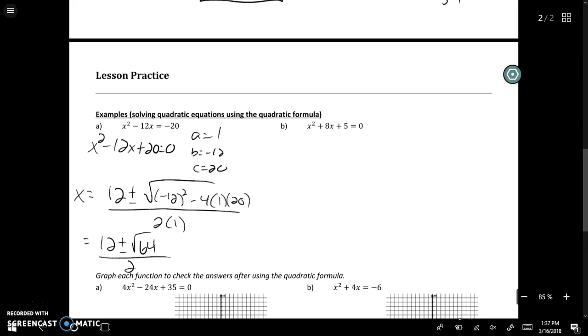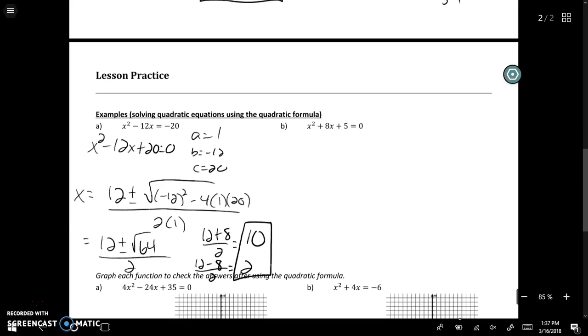The square root of 64 is just 8. So I've got 12 plus 8 over 2. That's 20 over 2, and that's 10. I also get 12 minus 8 over 2. That's 4 divided by 2, and that's 2. There are my two answers.